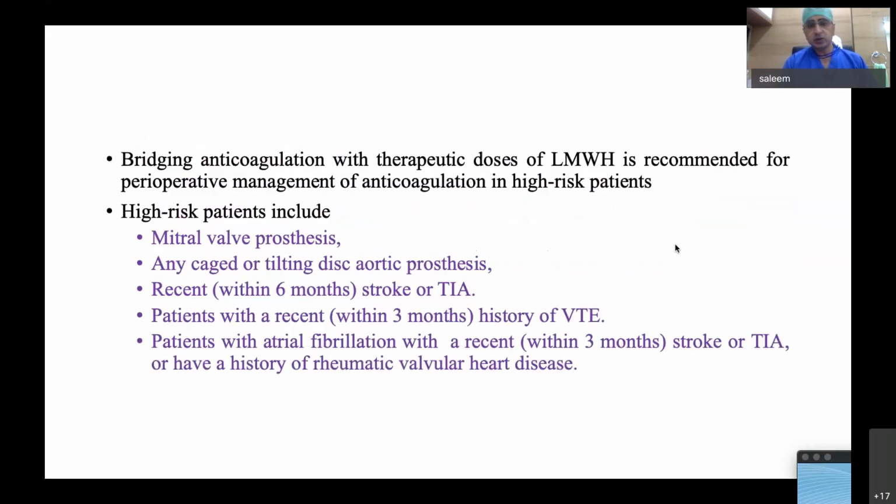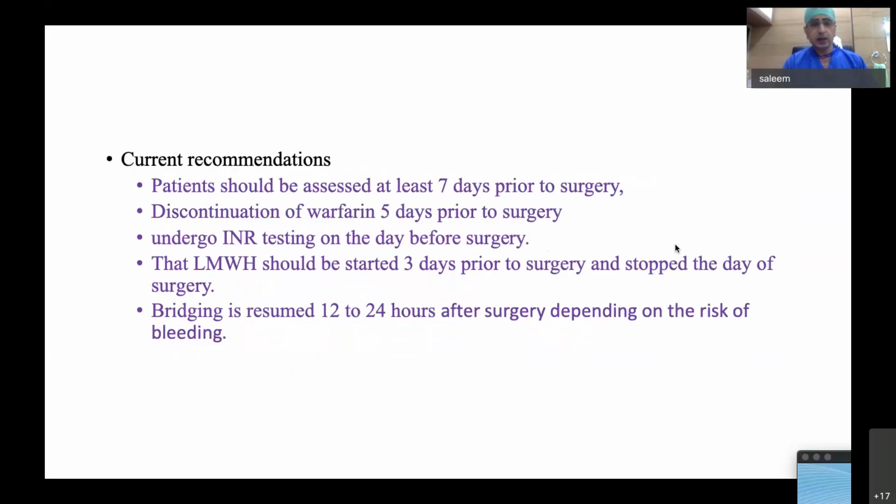Bridging anticoagulation with therapeutic dose of low molecular weight heparin is recommended for perioperative management of anticoagulation in high-risk patients, which include patients with mitral valve prosthesis, any caged or tilting disc aortic prosthesis, recent stroke or TIA within 6 months, patients with a recent history of venous thromboembolism within 3 months, patients with atrial fibrillation with a recent stroke or TIA within 3 months, or who have a history of rheumatic valvular heart disease.